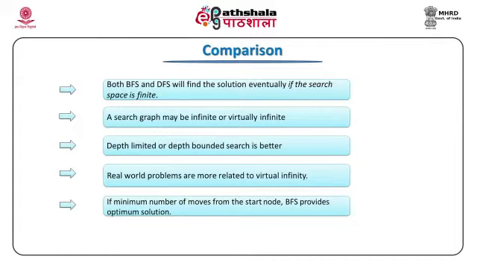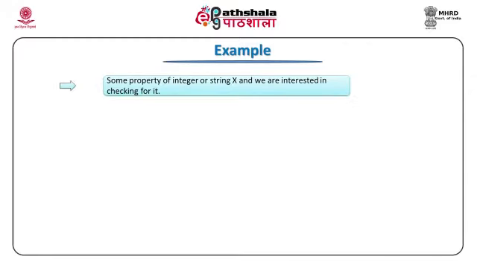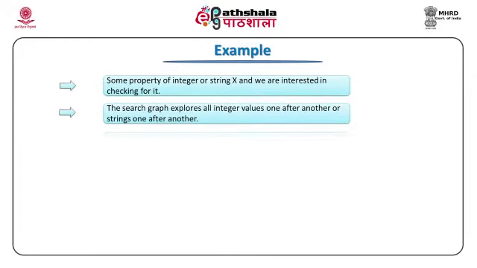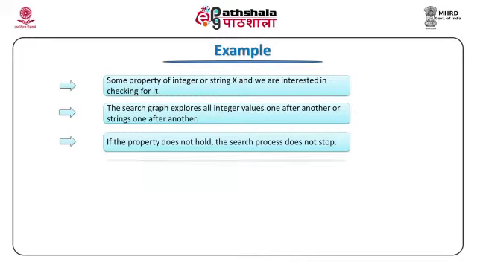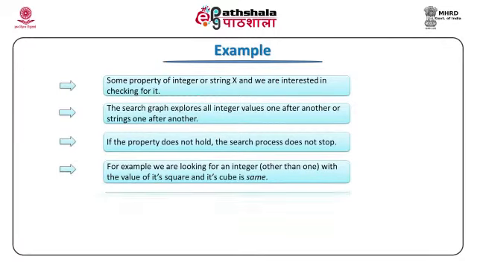If you want the solution in the minimum number of steps from the root node or the initial state, BFS is the best solution. I have already talked about this. If it does not hold, the process will not stop, and this is the example of the integer values that I was talking about. We must start with 4, 8 and 9, 27 and so on and so forth. We will never get two values which are equal.